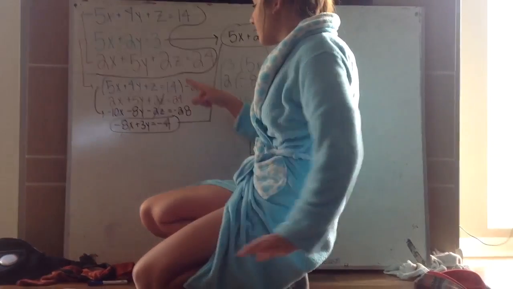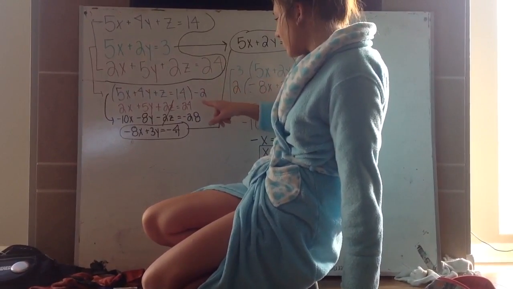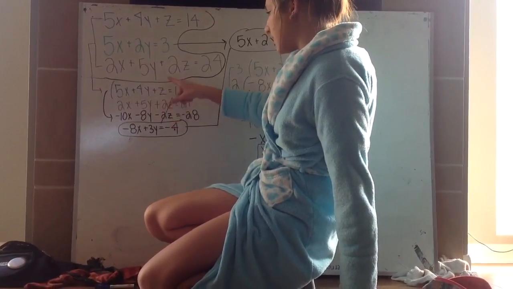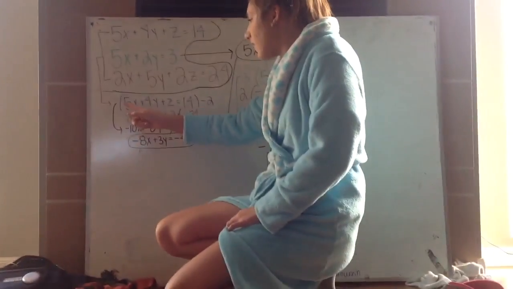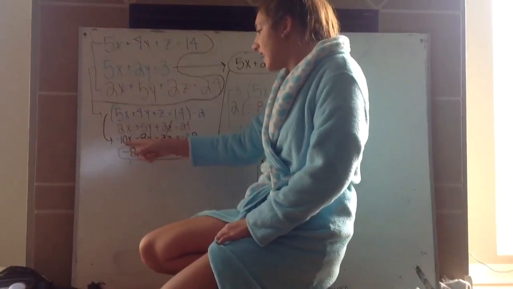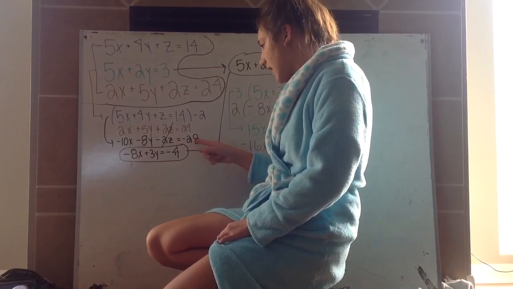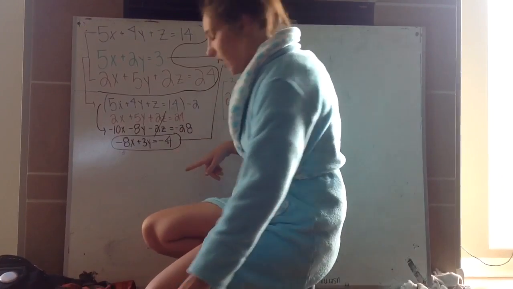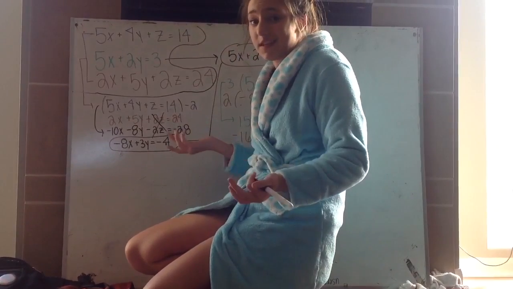So our two equations are 5x plus 4y plus z equals 14 and 2x plus 5y plus 2z equals 24. We are going to multiply the top equation by -2. The reason we're doing that is because we're trying to get -2z so we can cancel out our z's. So our new equation is -10x minus 8y minus 2z equals -28 instead of having this equation. So we get to cross out our z, because they cancel out.